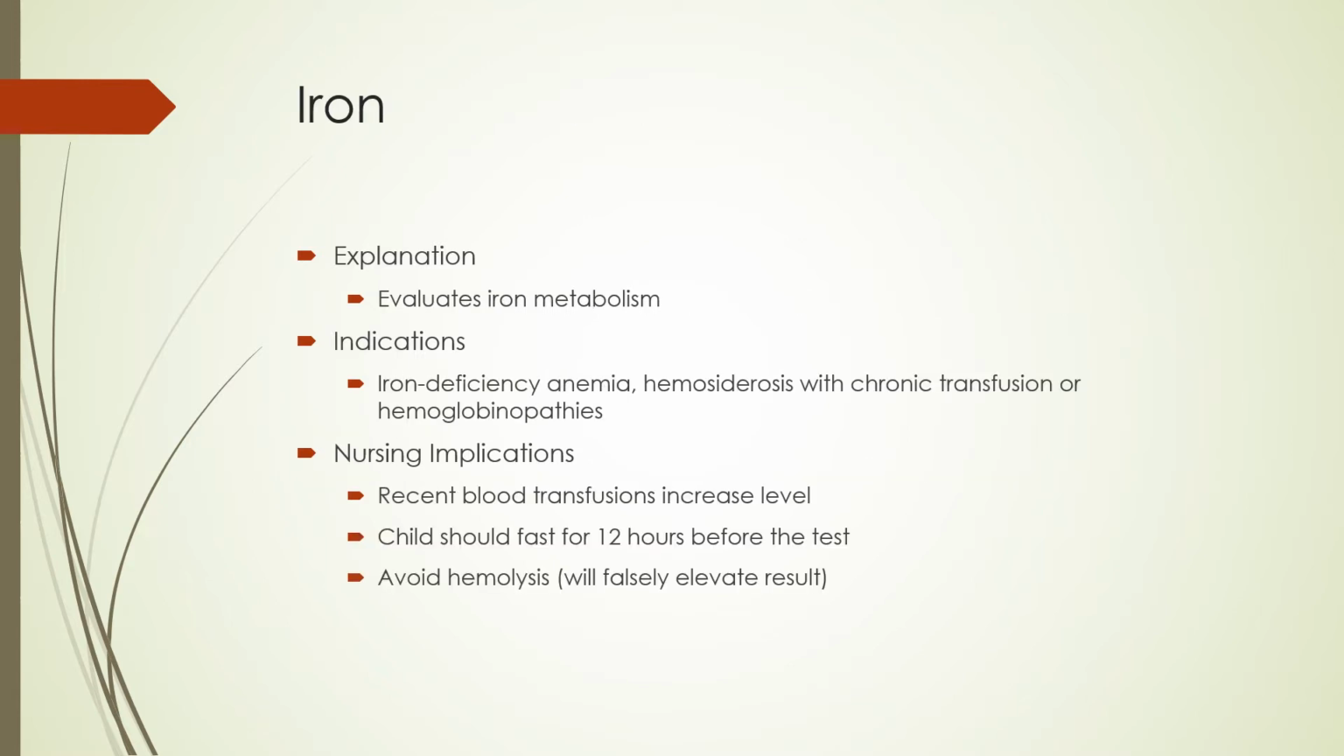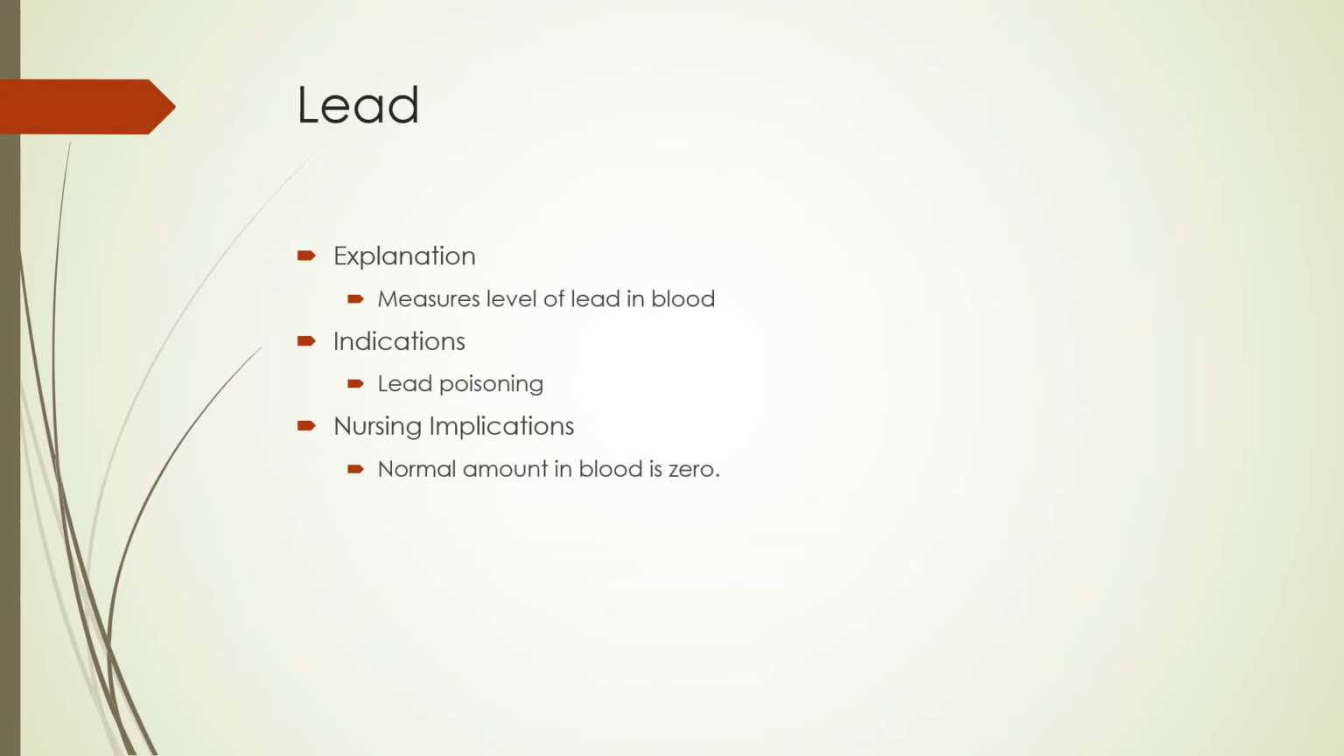Iron levels, evaluates iron metabolism. We do this for iron deficiency anemia. Hemosiderosis with chronic transfusion or hemoglobinopathies. Hemosiderosis is an accumulation of too much iron from so many blood transfusions. Nursing implications, recent blood transfusions will increase the level of iron. Child should fast for 12 hours before the test and avoid, again, that clotting, the hemolysis, because it will falsely elevate the results. So again, rotating that tube back and forth so it doesn't clot.